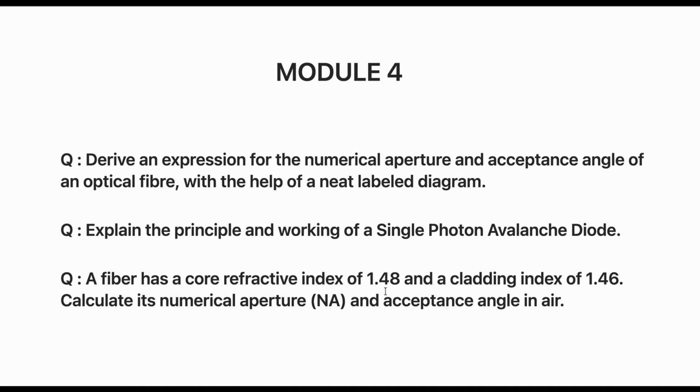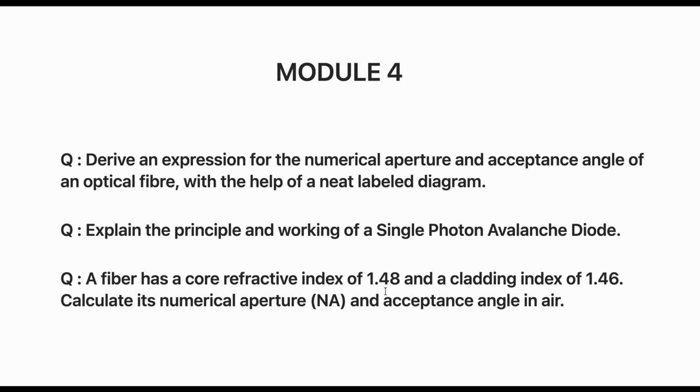So first we understand numerical aperture and acceptance angle. Optical fibers work on total internal reflection. It means the light wave travels inside the core, and the acceptance angle defines the entry limit. Numerical aperture depends on the refractive indexes of core and cladding. So this is the point we need to remember to derive this expression with the proper diagram.